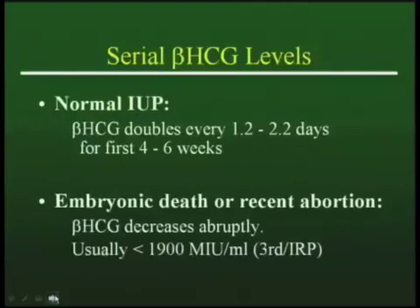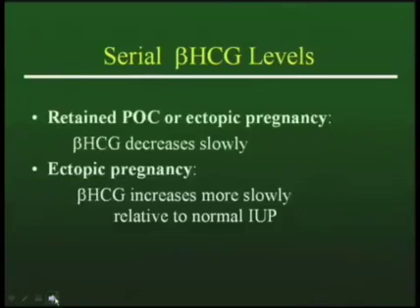So if you have an HCG level, you can follow that over time, and this is what they do. The normal doubling time of the HCG is about every second day. If there has been embryonic death or recent abortion, then the HCG level will decrease abruptly. If you have retained products or ectopic pregnancy, the HCG level decreases slowly in some cases, and in other cases of ectopic pregnancy, the HCG level will increase more slowly than would be expected with a normal intrauterine pregnancy.